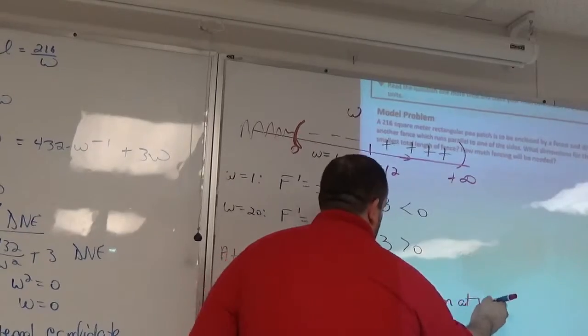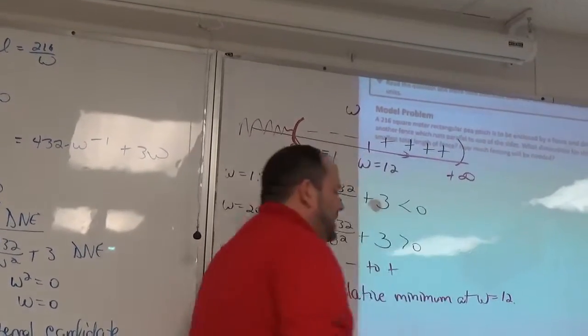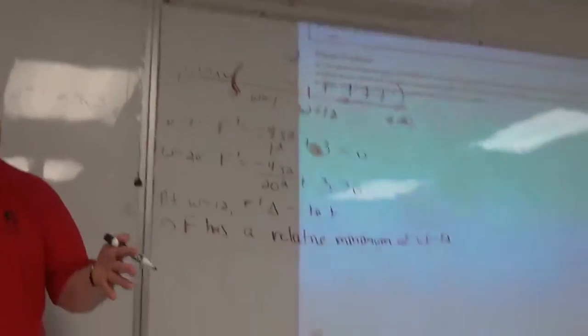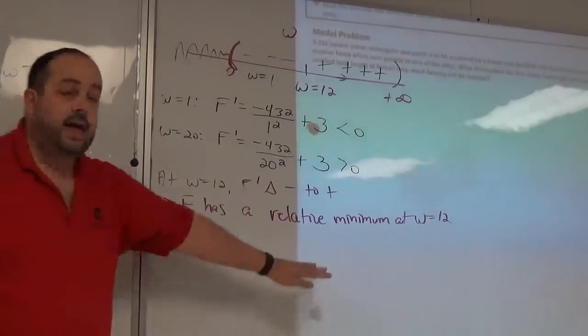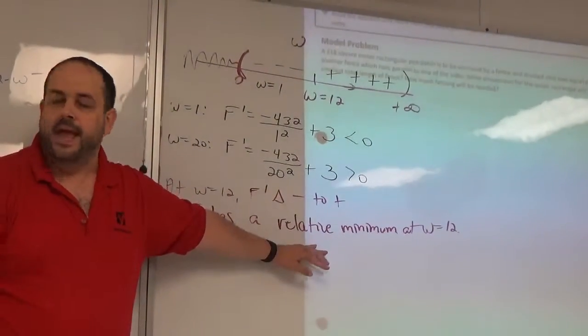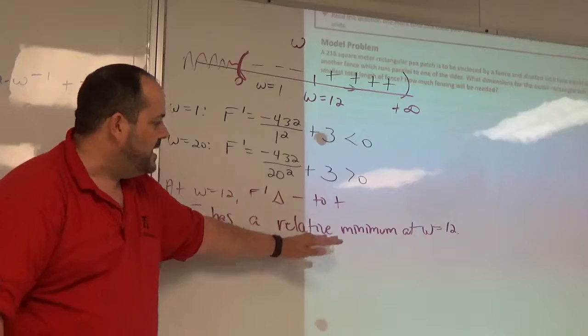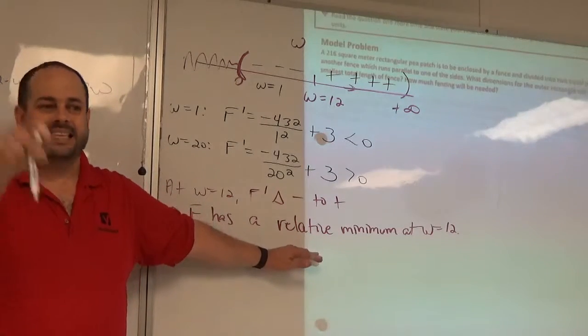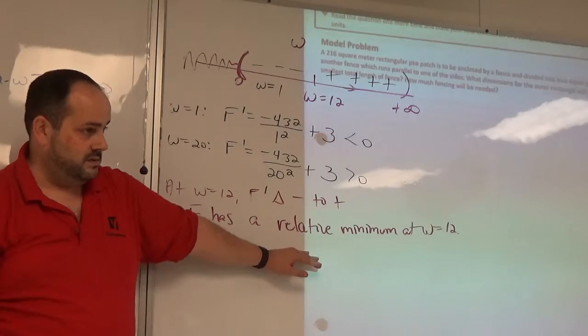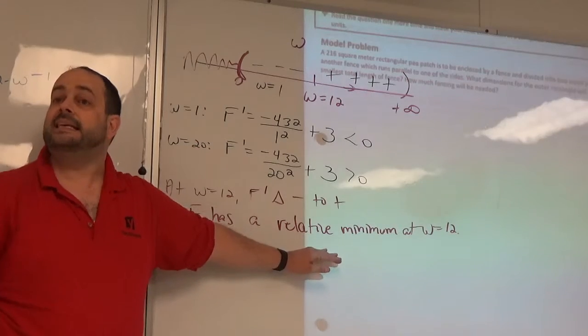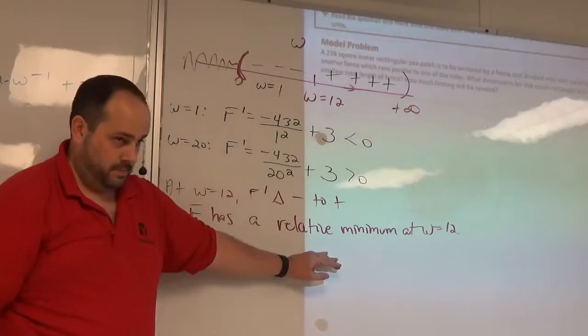Okay, now BC kids, you're like, oh, thank God I'm done. The question asked for least. I've got a relative minimum. Don't get these things confused. A relative minimum isn't least. A relative minimum isn't absolute minimum.